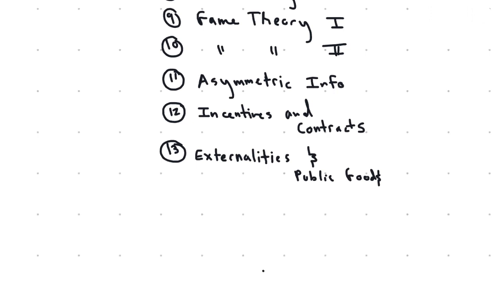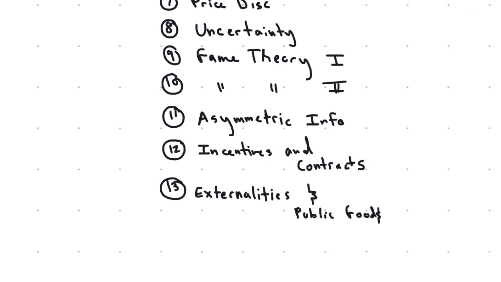So chapter 11 is asymmetric information, a term that refers to when one party in a transaction is in possession of more information than another. So not too complicated. As we go further along, chapter 12 is incentives and contracts, and chapter 13 is externalities and public goods. So the definitions get a little hard to state.